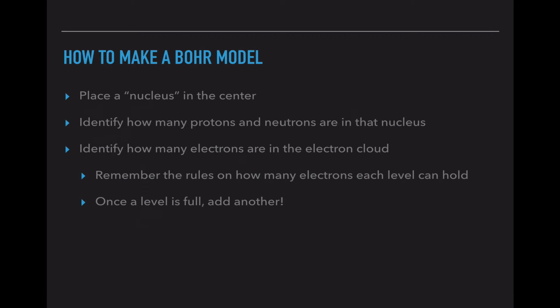So, how to make a Bohr model. First, you place the nucleus in the center. Identify how many protons and neutrons are in that nucleus. Then, identify how many electrons are in the electron cloud. Remember the rules on how many each level can hold, because once the level is full, you have to go up to the next level.